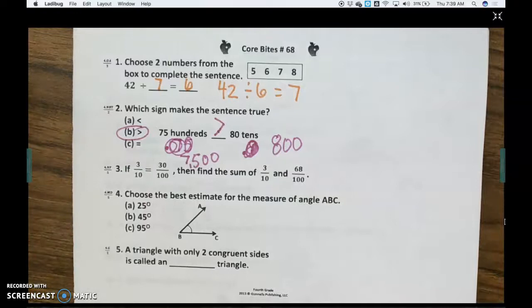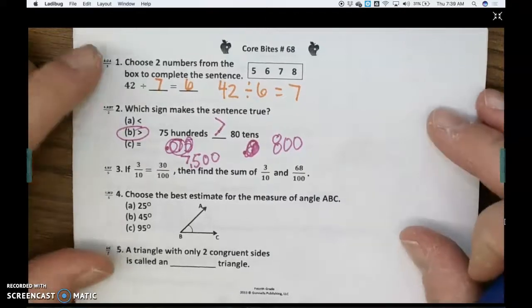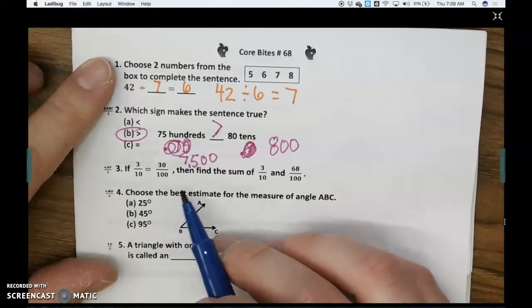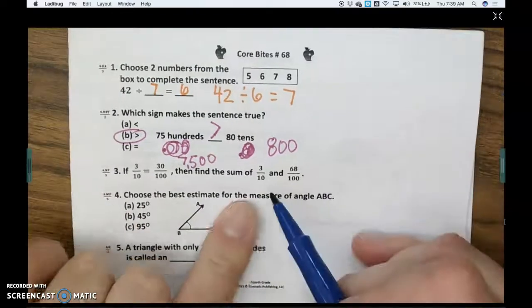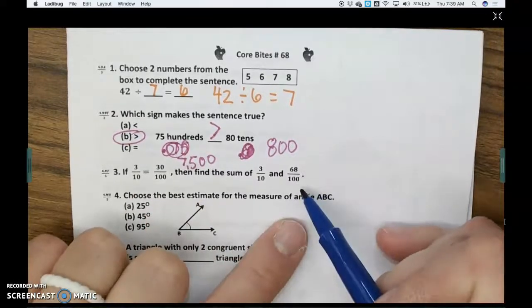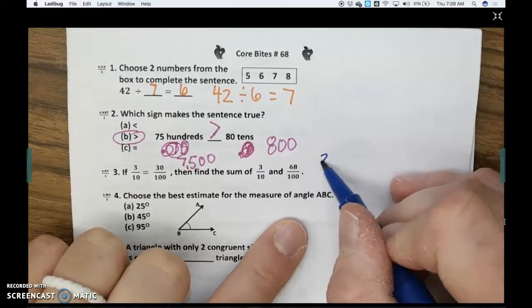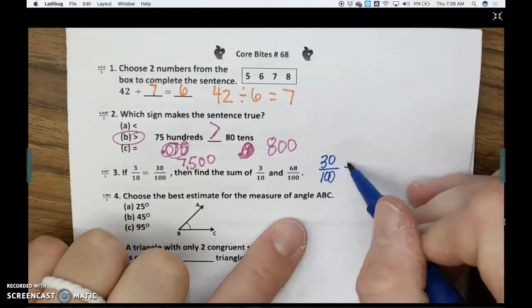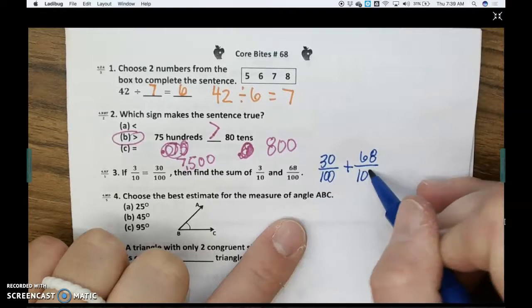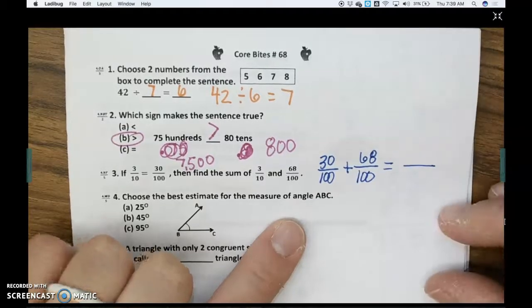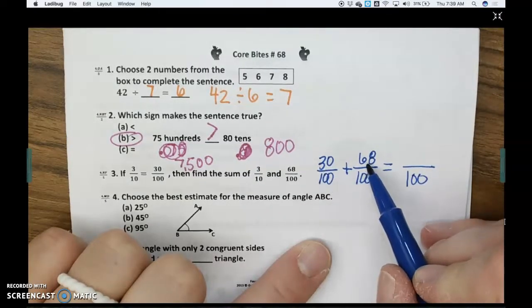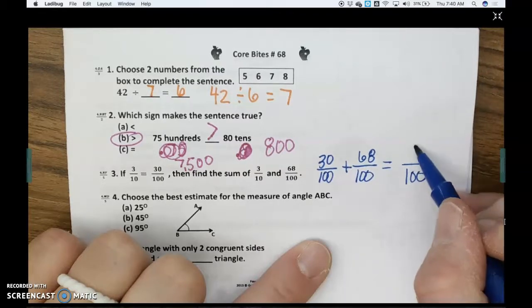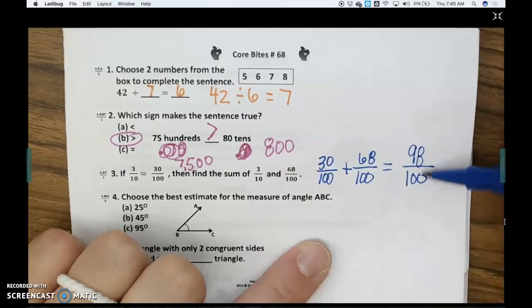For your next one, now we do have those tenths and hundredths. That was what got us. So if 3 tenths equals 30 hundredths, then the sum of 3 tenths and 68 hundredths would be what? So what you do, if you know that 3 tenths is 30 hundredths, you want them to have the same denominator. So you would say, okay, 30 hundredths plus 68 hundredths equals, and so you want your denominator to stay the same, so it would be 100, and then you would just add 30 plus 68, so you would get 98, and they're both divisible by 2.